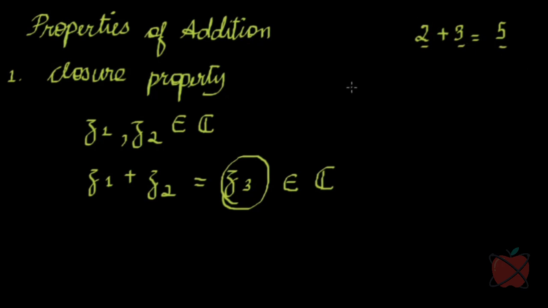In a similar way, that's what I want to explain about complex numbers. You take two numbers, add them up, and whatever answer you get, it is always going to be a complex number. This is known as the closure property.